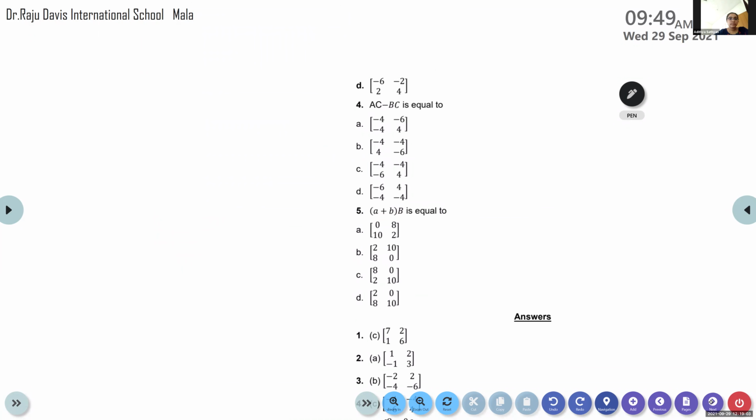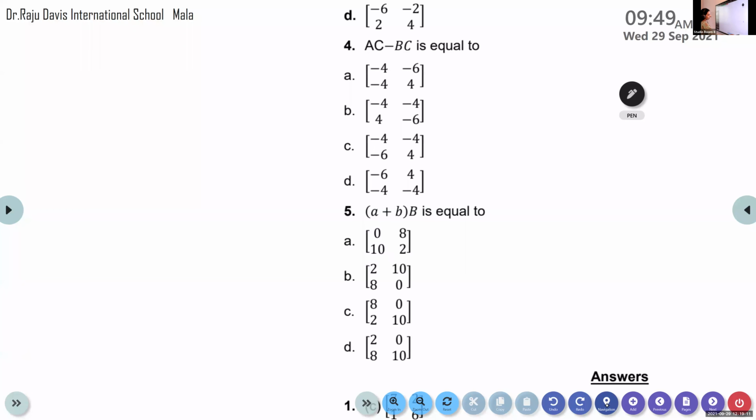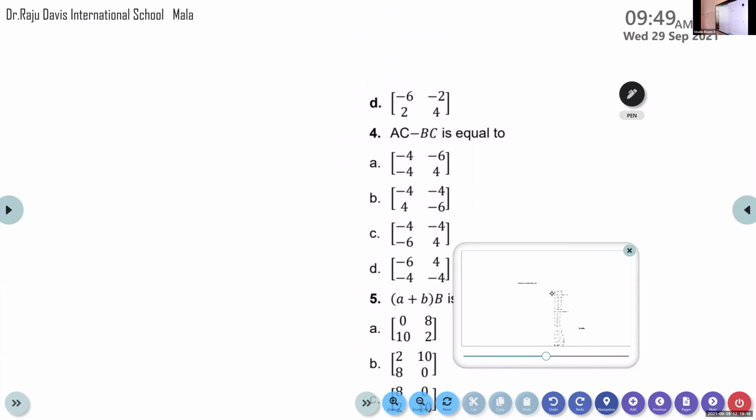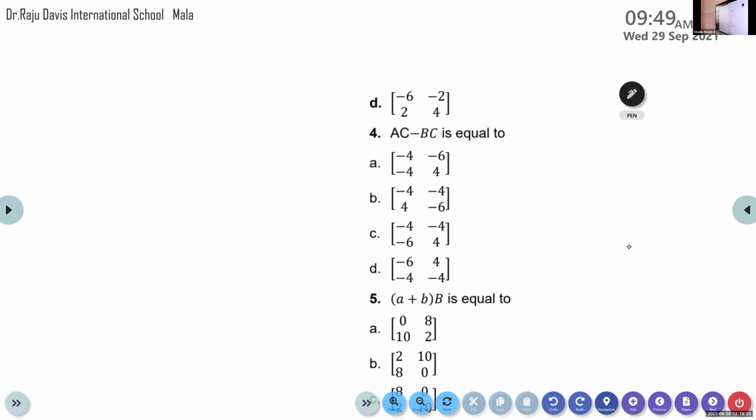Now look at the next one. Third question is over. Fourth one and fifth one. This is the fourth one. AC minus BC is equal to. Find out what is AC minus BC. And fifth one is small letter a plus b into matrix B. First you have to find AC, then find out BC, then subtract it. What is AC minus BC? Next is a plus b into B.